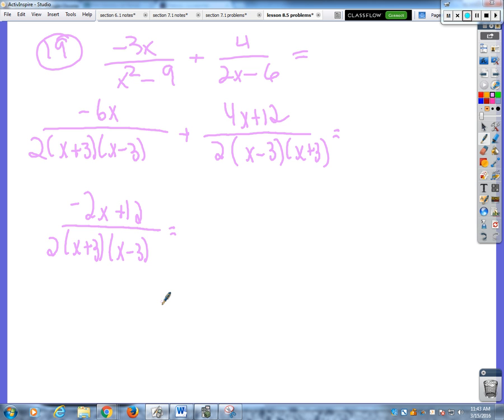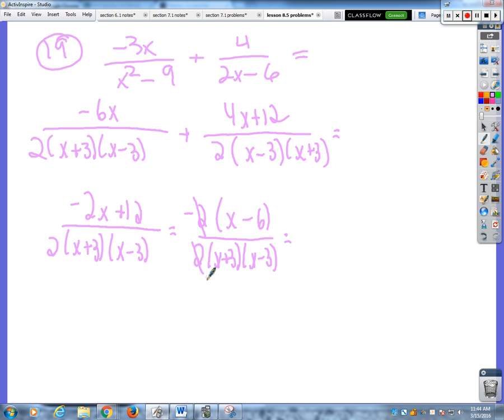Okay, what can I factor out of the top? Negative 2. And that will leave me x minus 6. Good. Over 2 times x plus 3 times x minus 3. So I have just some little baby canceling that I can do. What can I cancel? The 2's.